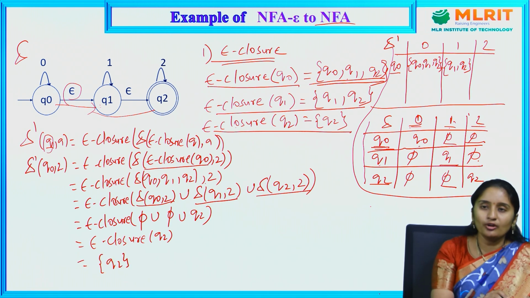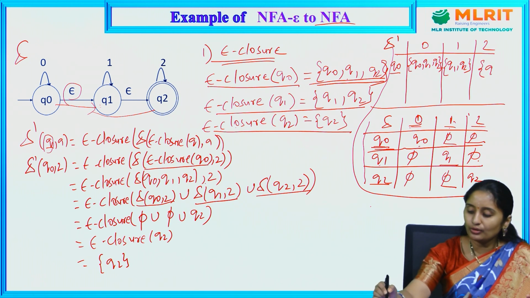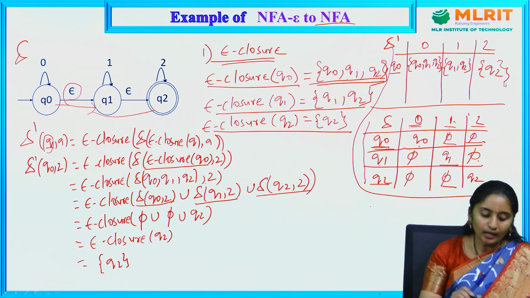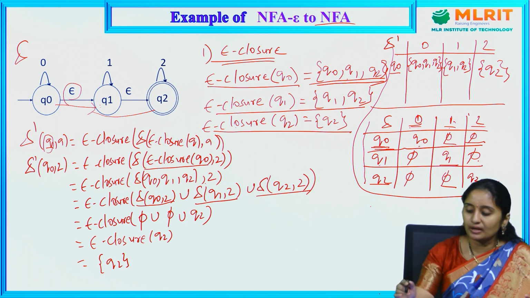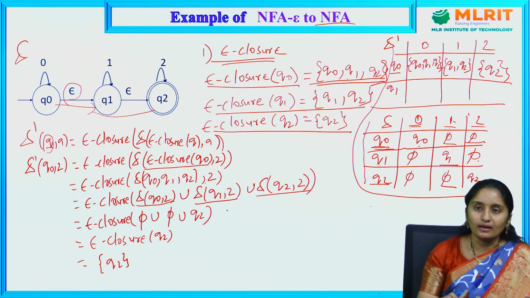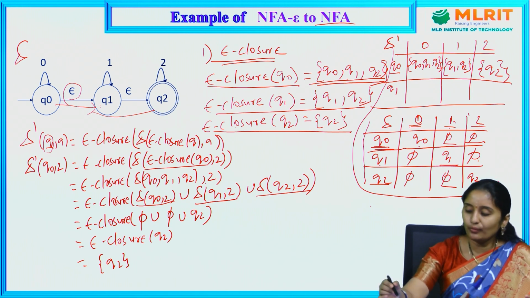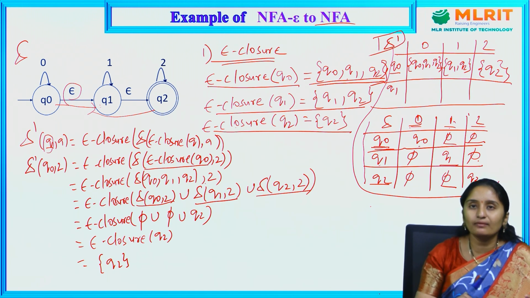On Q0 on 2 input, it is going to Q2. Okay, so now I have done for Q0 state: Q0 on 0 input, Q0 on 1 input, and Q0 on 2 input are done. So the next state we are having is Q1. The same way, Q1 on 0, Q1 on 1, Q1 on 2. So this is nothing but we are going to find delta dash transitions by taking delta transitions.